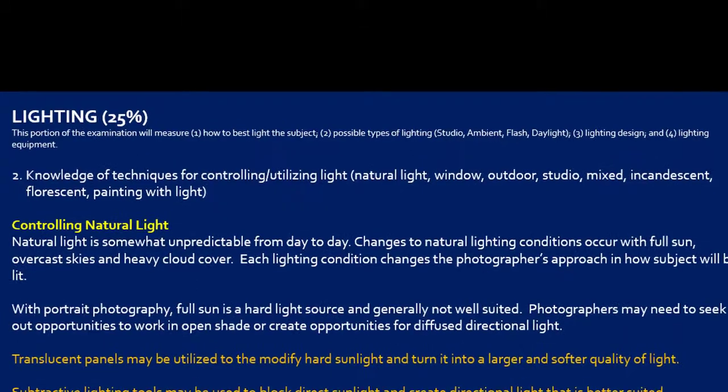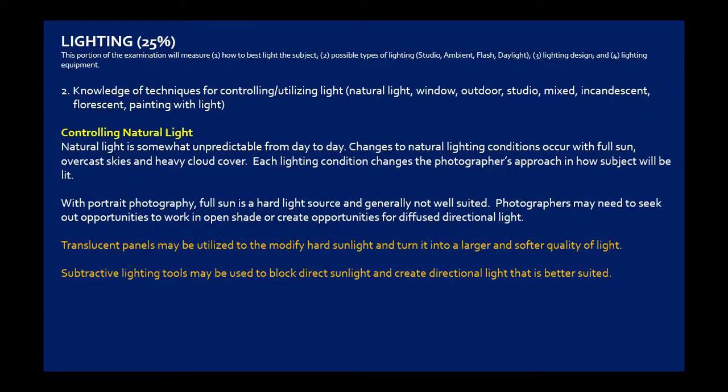Number 2 says, knowledge of techniques for controlling or utilizing the light, including natural light, window, outdoor, studio, mixed, incandescent, fluorescent, and painting with light. In controlling natural light, at first glance you might think, well, I can't control the natural light. Oh, you've got lots of tools at your disposal for controlling natural light. You've got everything from reflectors, from scrims to flags, all the things that we talked about a little bit earlier on. These are all wonderful tools to help you control your natural light.